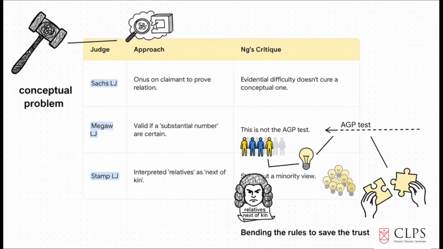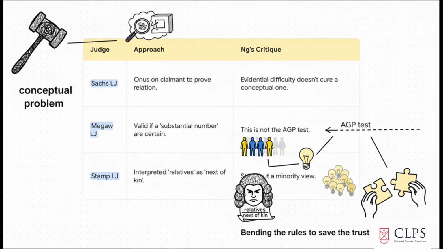And you can see how the three judges tried to get out of it. First up, you've got Sachs LJ. He tried to fix it by saying, look, it's up to the claimant to prove they're a relative. If you can't, you're out. But as the scholar Francis N. points out, that's a clever trick. It just dodges the real problem of what relative means.